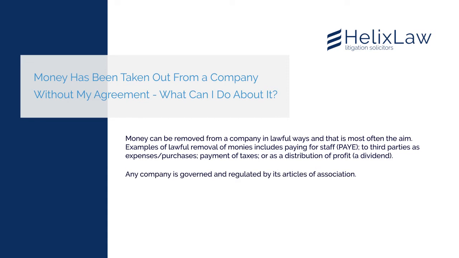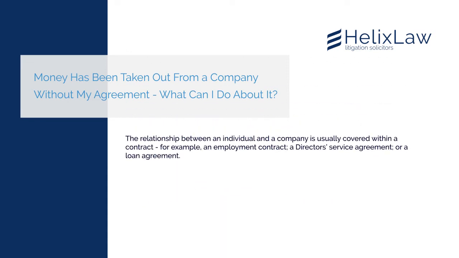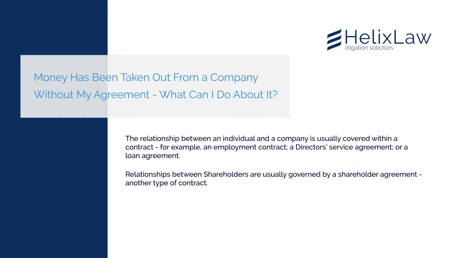Any company is governed and regulated by its articles of association. The relationship between an individual and a company is usually covered within a contract, for example, an employment contract, a director's service agreement, or a loan agreement. Relationships between shareholders are usually governed by a shareholder agreement, another type of contract.